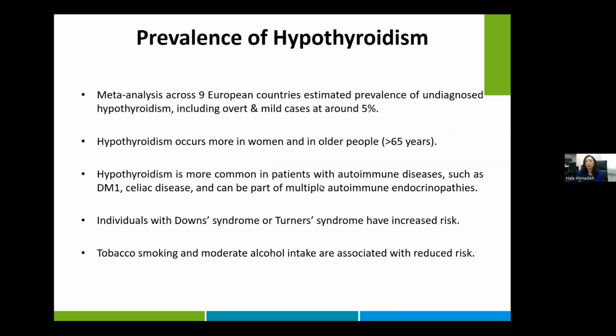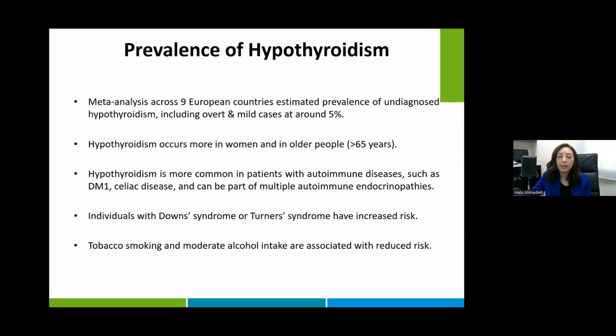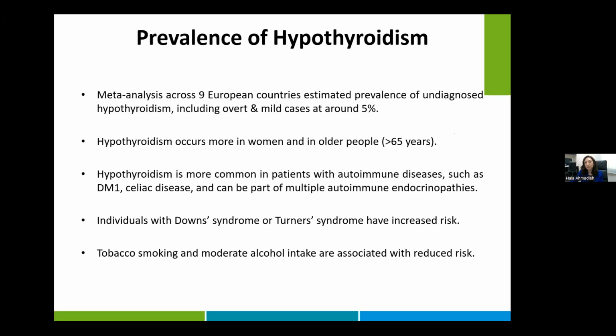The prevalence of hypothyroidism has been looked at in different countries. A meta-analysis looking at 9 European countries found that the prevalence of overt and subclinical hypothyroidism is around 5%. It's clear that hypothyroidism occurs more often in women and in the elderly above 65 years. It's very common in individuals who at baseline have other autoimmune diseases such as type 1 diabetes, celiac disease, and others. Individuals with Down syndrome or Turner syndrome are at increased risk of developing hypothyroidism. And for some reason, smoking and moderate alcohol intake were found to be associated with a lower risk.